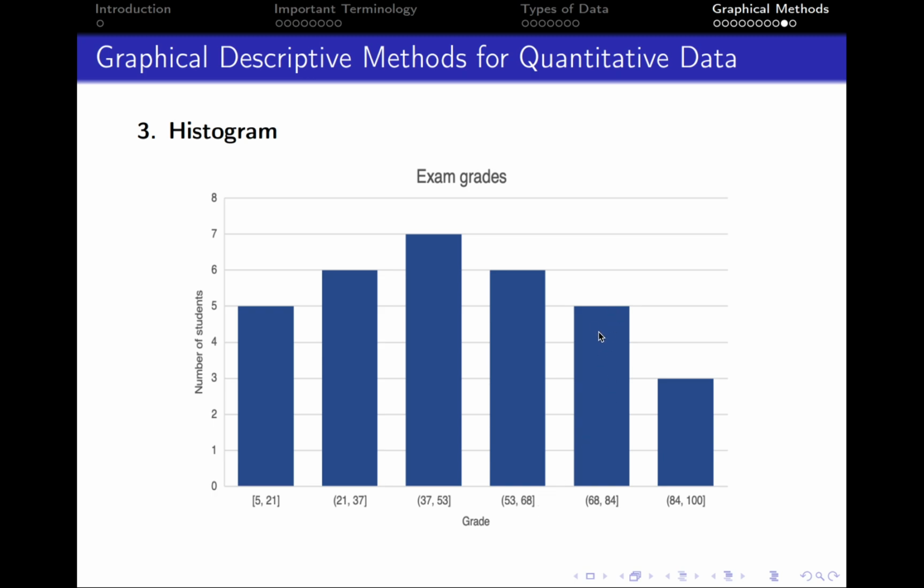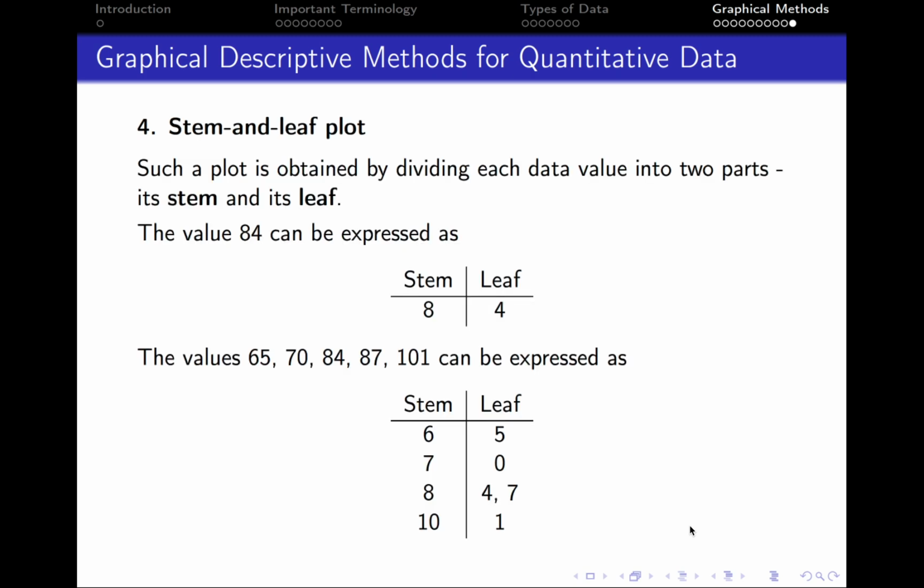From bar number 5, we get the information that 5 students got a grade from 68 till 84, and the last bar shows that only 3 students got a grade from 84 till 100. And another method that can be used for presenting quantitative data is stem and leaf plot.